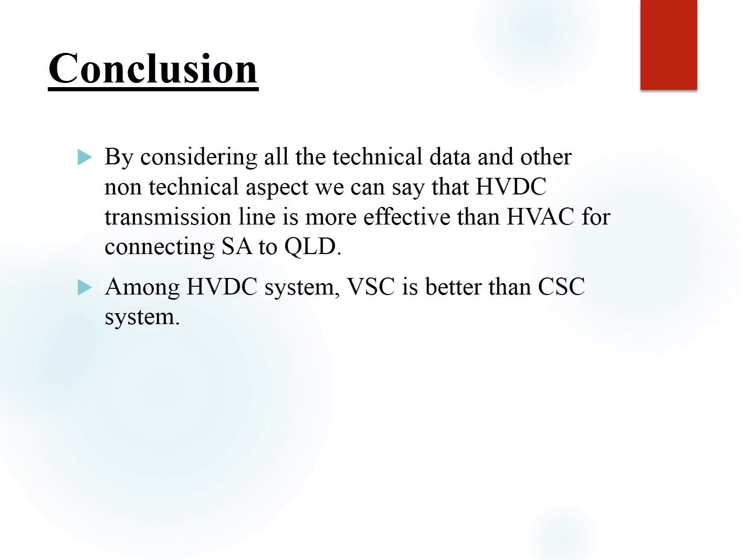By analyzing all the technical and non-technical aspects, we can say that a high voltage DC transmission system is more effective than a high voltage AC transmission system, especially for long transmitting paths. That is why we have chosen the high voltage DC transmission system for connecting South Australia with Queensland. And within high voltage DC, we have chosen the voltage source converter based system over the current source converter based system, because of its technical superiority in terms of critical clearing time and power losses.